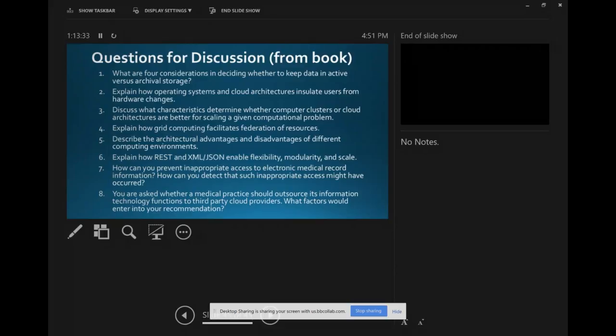Okay, what characteristics determine whether compute clusters or cloud architectures are better for scaling a given computational problem?